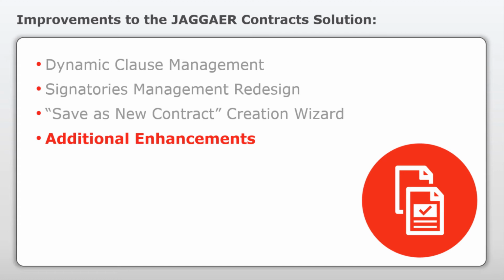Next, we will talk about some additional enhancements that have taken place in the 19.3 release. The additional enhancements that have been made to the JAGGAER contract solution in 19.3 include a new notification when contracts cannot be expired.